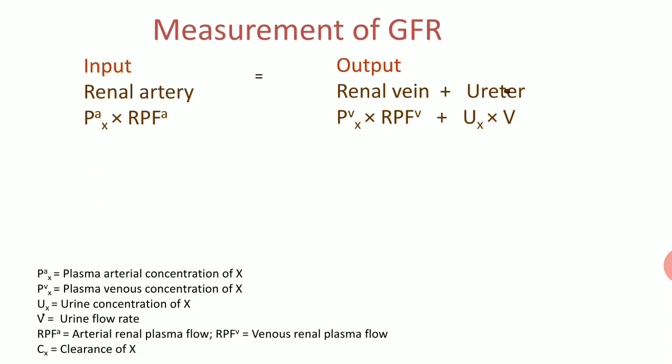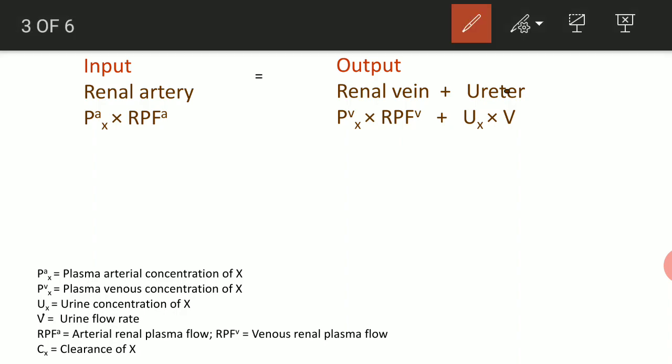Okay, and in this formula, PAX is the plasma arterial concentration of substance X, which we are using for measurement. Then the renal plasma flow on the arterial side, renal plasma flow on the venous side, the venous concentration of the substance, the urinary concentration of the substance, and the volume of the urine.